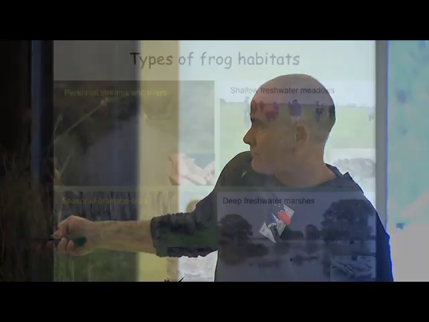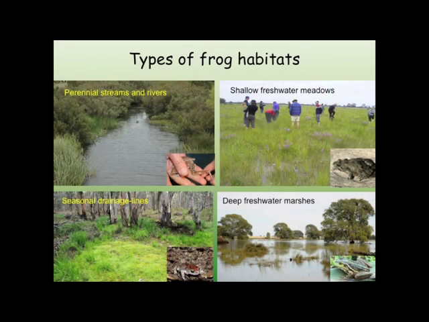Whereas the deep freshwater marshes, things like the growling grass frog, because it takes a lot longer, at least 6 months and up to 15 months for the egg to develop into a little metamorphed frog that can then crawl away and survive out of the water. So they need much deeper, not permanent but semi-permanent wetlands, or wetlands that are there for maybe 6 or 9 months of the year.